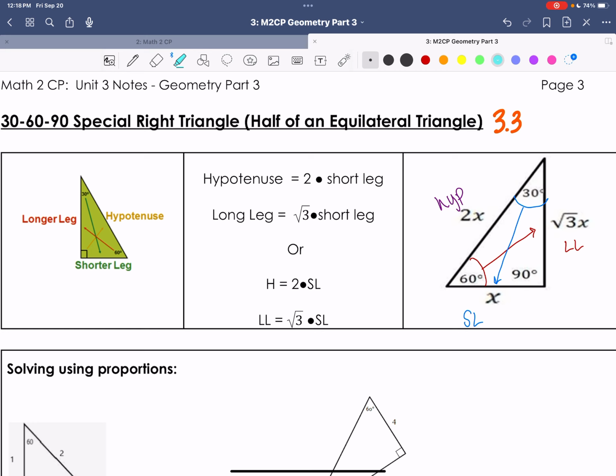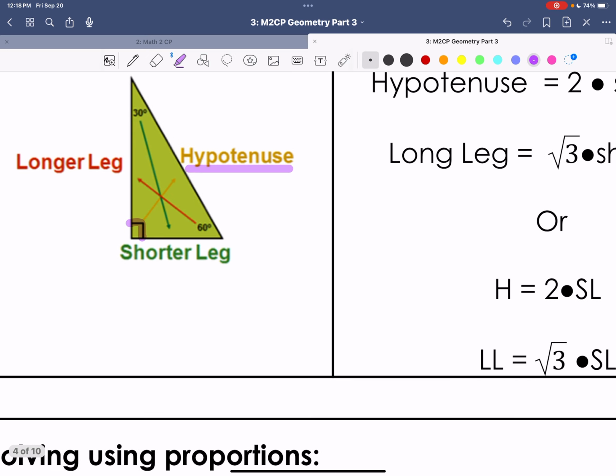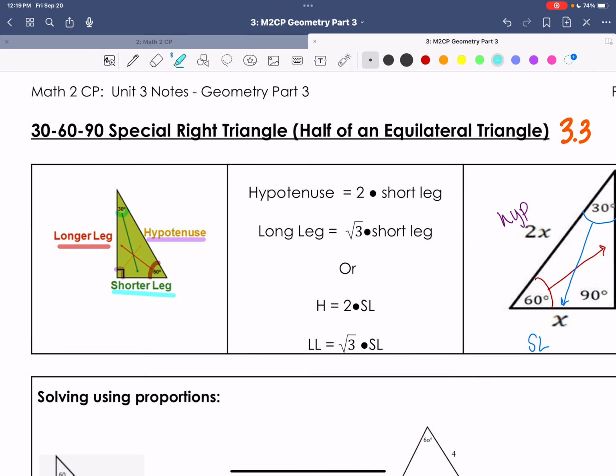So when you're looking at this, please remember that whatever is opposite the 90-degree angle is going to be the hypotenuse. And then notice the next biggest angle is 60, so that's going to be your longer leg. And then your smallest angle, which is 30, is going to be your shorter leg. So let's look over here.